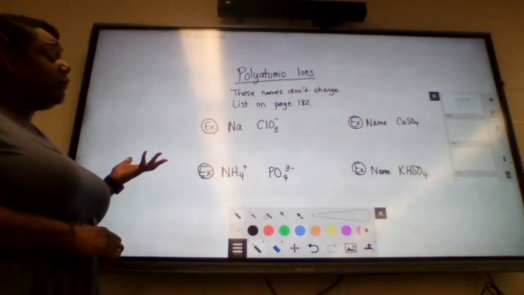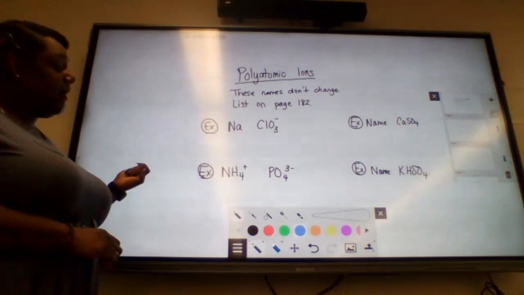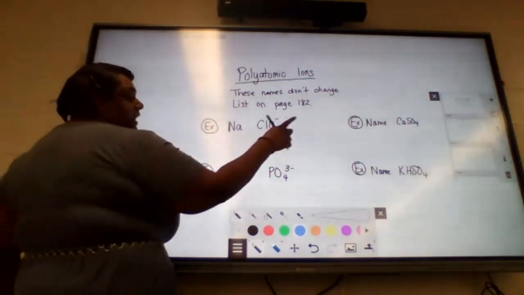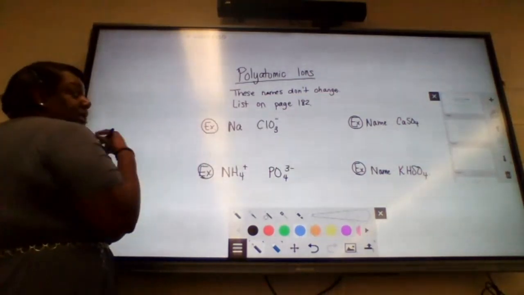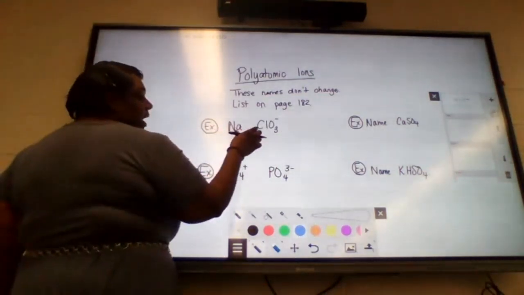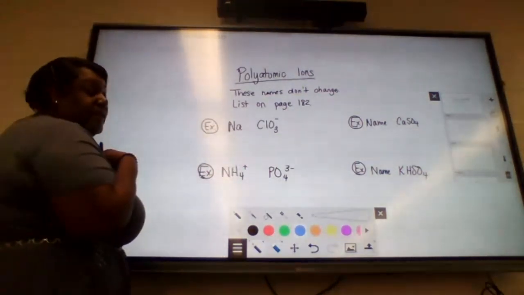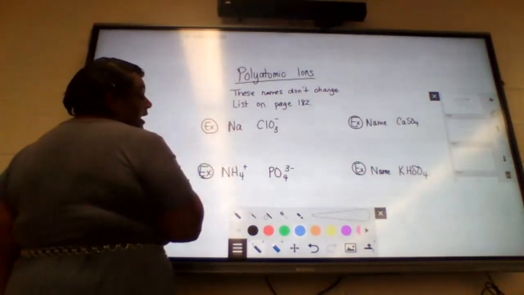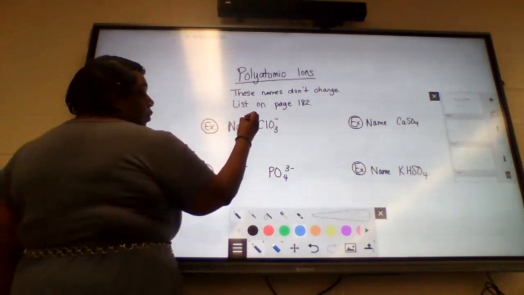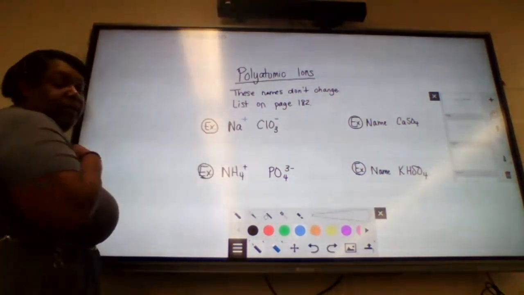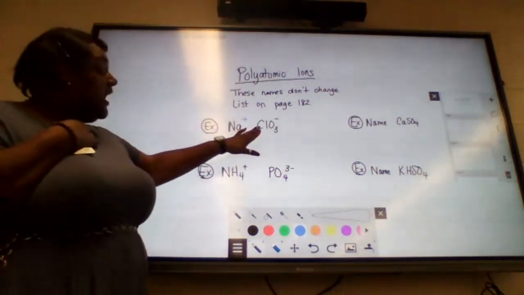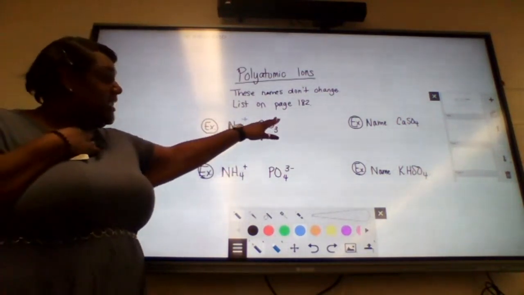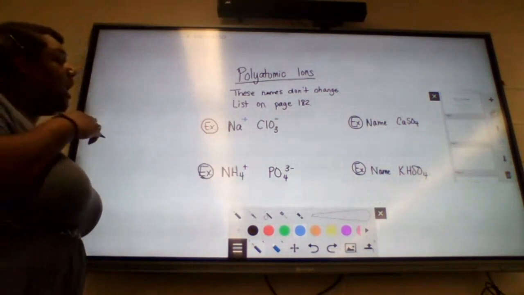And so when we go to naming these compounds, or actually writing the formulas for these compounds first and then naming, again, we've got to figure out what our charges are if they're not given. So for this very first one, we notice we've got Na, which is in group 1A. We know that group 1A has a 1+ charge. They already gave us this polyatomic ion, which is ClO3 with a negative charge.